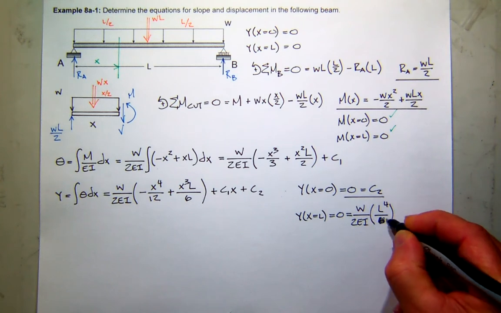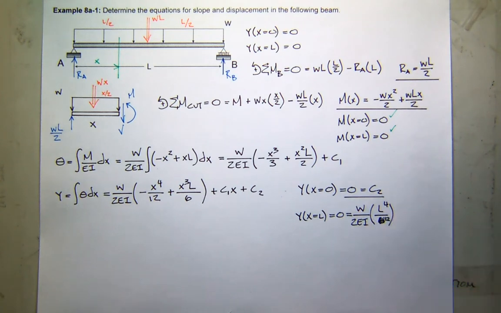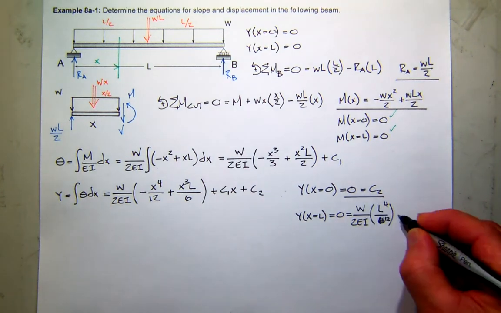I don't know how I can wiggle that in there. I'll put it in right there. Can you see that? Sorry about that. I messed up. And then evaluate C1 at L.